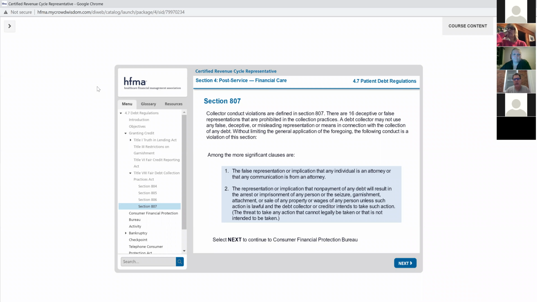So again, these are the titles. Just take note of each title and the name of the title. Probably not going to get into specifics, but the 804, 5, 6, or 7, they might.